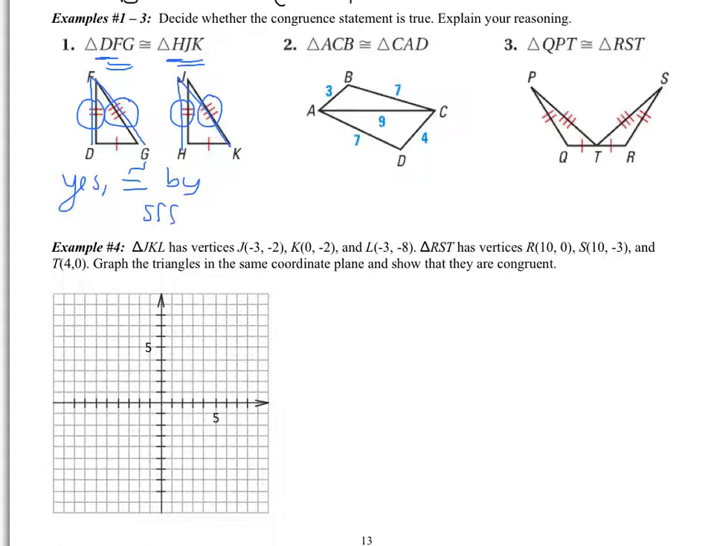Looking at example 2, I have two triangles. I have triangle ABC, triangle ADC. Okay, first thing, do they have three pairs of sides congruent? Well, I have 7 and 7, 9, which is congruent to itself, and then the third pair of sides are 3 and 4. Those are not congruent, so I don't even need to check the congruency statement. I can right away say, no, they are not congruent.